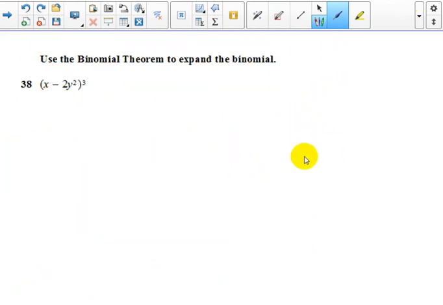38 says use the binomial theorem to expand the binomial. So we want to start off by looking at what we have here.